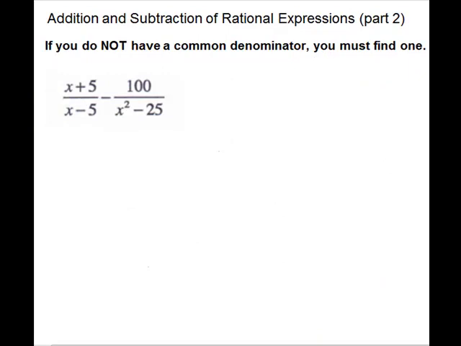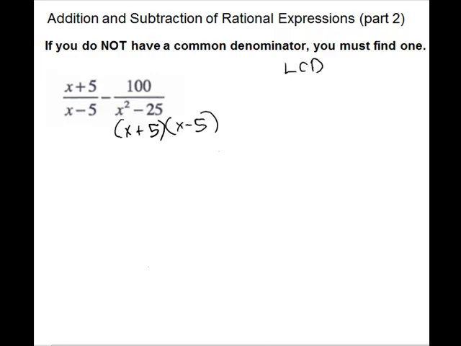For this problem, we're going to have to factor the denominator in that second fraction before we can find our LCD. This is a difference of squares, so it has x plus 5, x minus 5. So we do have something in common in our denominators. So we'll build up our LCD.